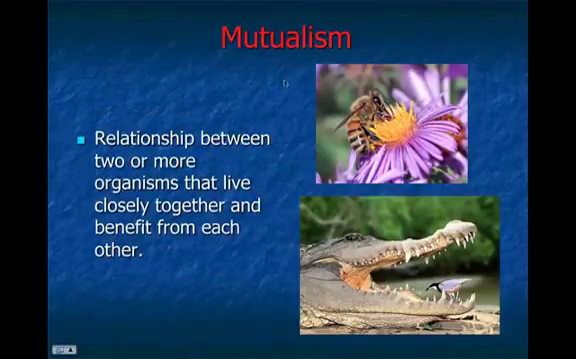So mutualism, mutual is the key here. Mutualism is a relationship between two or more organisms that live closely together, and here's the key, they benefit from each other. Our example up here is the bee and the flower. The bee, of course, gets the nectar and the pollen from the flower, and the bee carries the pollen to another flower to pollinate it. So the bee is getting food and the flower is benefiting from moving its pollen from one flower to another.